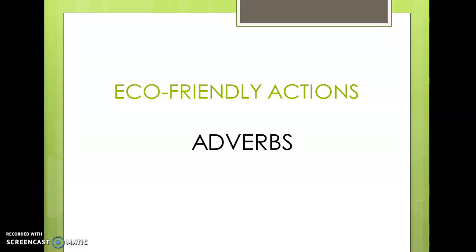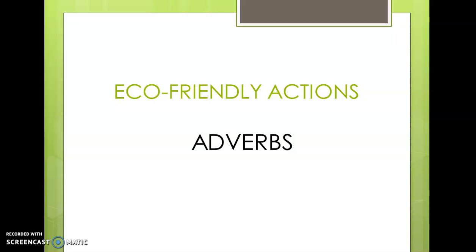Today's class is very interesting. We are going to discuss the importance, or the difference, between a green action and a non-green action. We can call them eco-friendly actions as well. I'm going to give you some vocabulary, some important ideas to continue offsetting our carbon footprint.